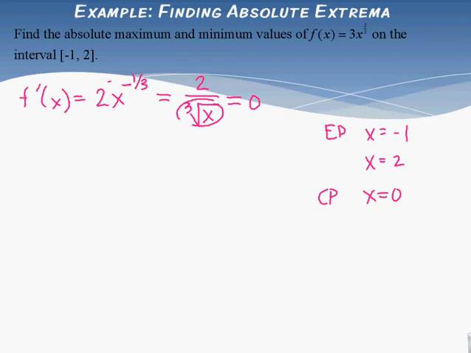So what we're going to do at this point is we're going to make a continuum, or basically a number line. And I'm going to put all of my endpoints and critical points on that number line. So I have 3 places to check. I have -1, I have 0, and I have +2. And what I'm going to do is make this a continuum for my derivative.